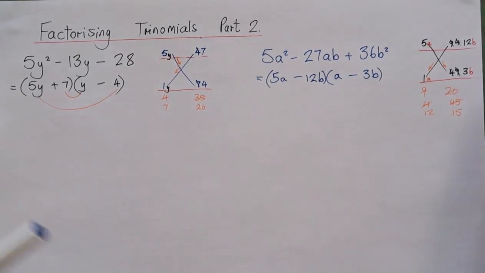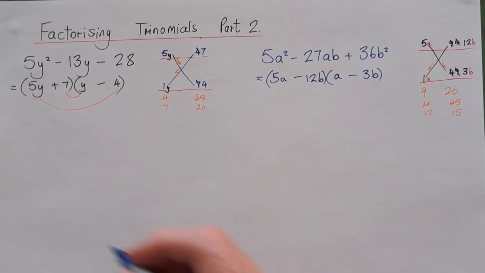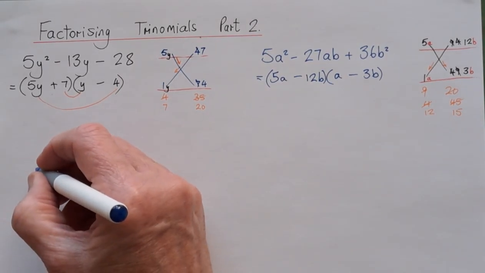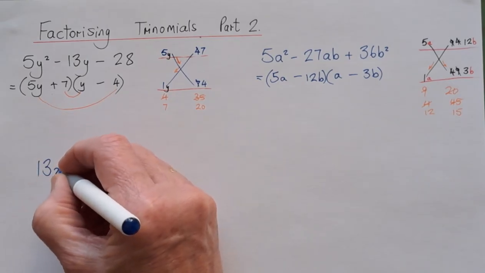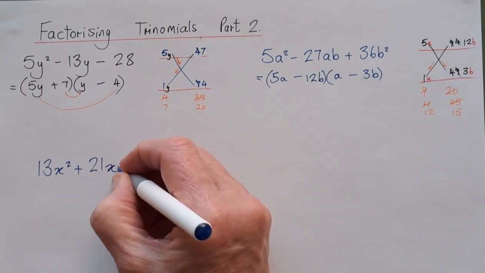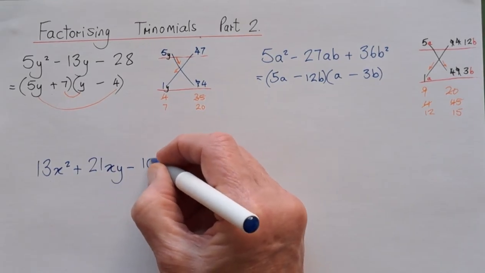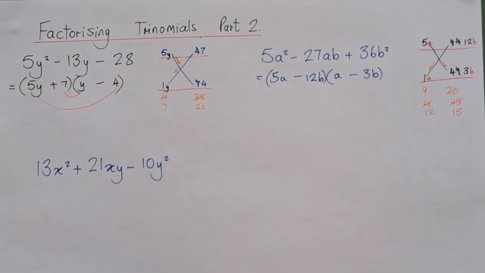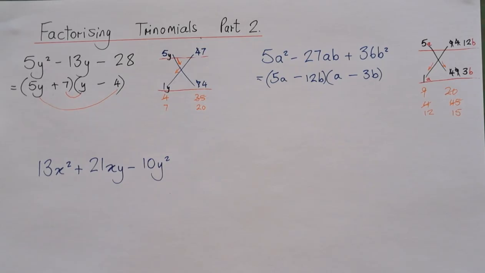So once you start to get familiar with how this cross works, it actually becomes quite easy, and just realize you might have to try quite a few combinations before you find the right one. But let's do another example, because practice definitely makes things improve. So we're going to do 13x squared plus 21xy minus 10y squared. So again, we've got two variables, but it doesn't matter. We know now what to do with them.